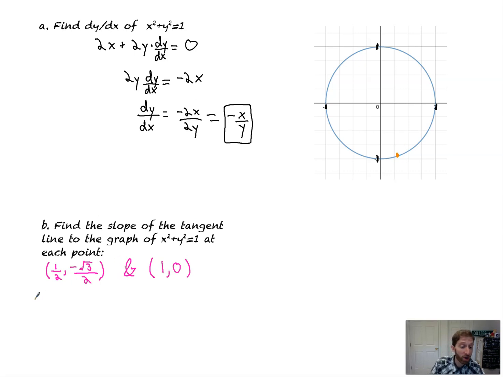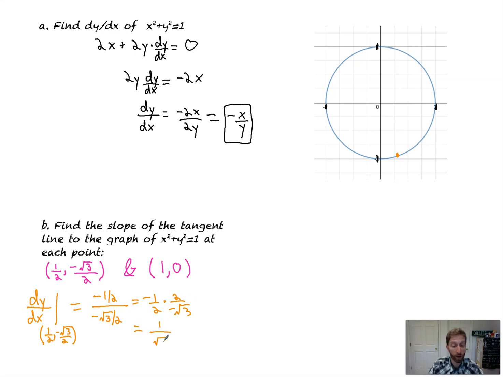Well, to find that, you are essentially finding, and here's notation you might not have seen before, the derivative at 1/2, negative root 3 over 2. We're going to take this point and plug it in here. Again, notice the derivative, the slope of this curve, is now with respect to both x and y. So we've got to plug in both x and y. This notation means the slope, or the derivative, dy dx, at 1/2, negative root 3 over 2. So I plug in x, 1/2, and I put it all over negative root 3 over 2. That'd be negative 1/2 times 2 over negative root 3, multiplying by the reciprocal, and that leaves me with 1 over root 3. Which makes sense.